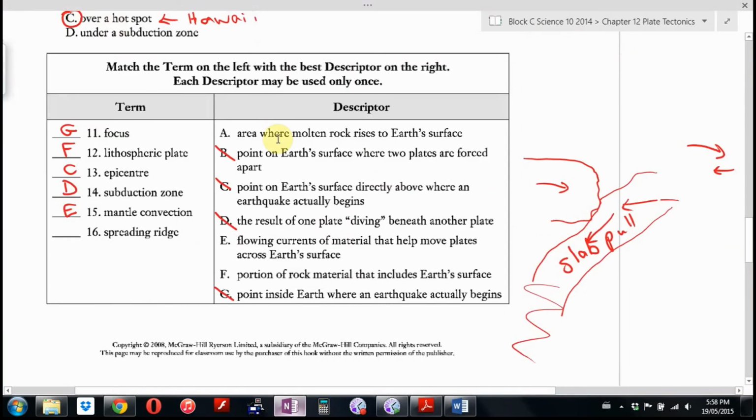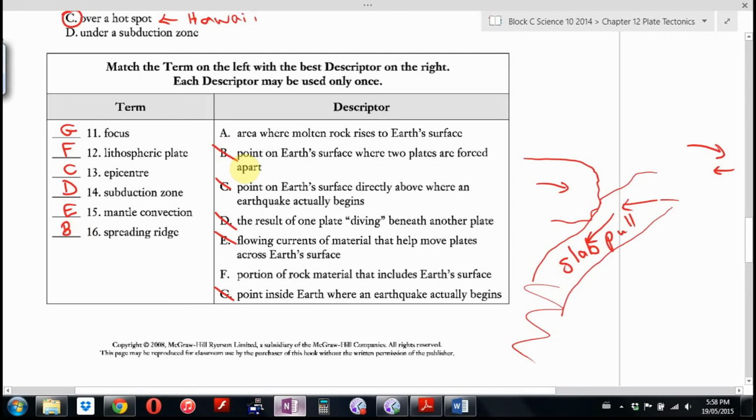Oh, spreading ridge. First of all, that was E. Spreading ridge. That's going to be, oh, I crossed out B. That's a point where plates are forced apart. I shouldn't have crossed out B. That was silly of me.